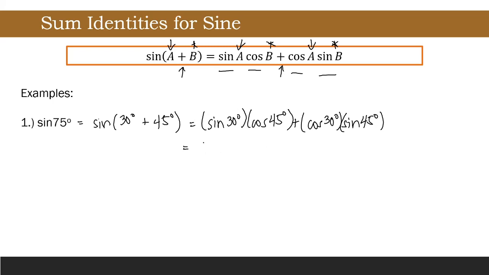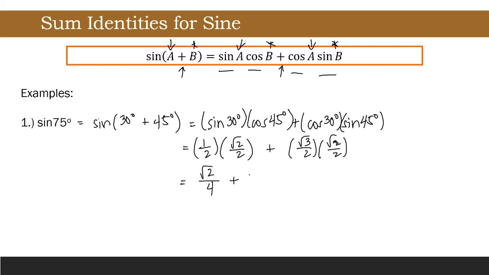Based on our previous slide, sine 30 degrees is 1/2. Cosine 45 is square root of 2 over 2. Plus, cosine 30 is square root of 3 over 2. Sine 45 is square root of 2 over 2. So, doing the simplification, for the first term, we have square root of 2 over 4. And for the second term, we have square root of 3 times square root of 2. That is square root of 6 over 4.